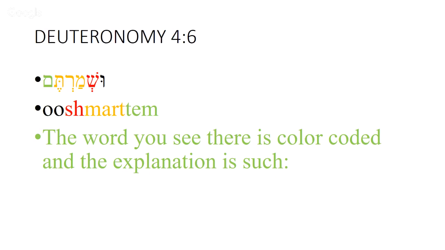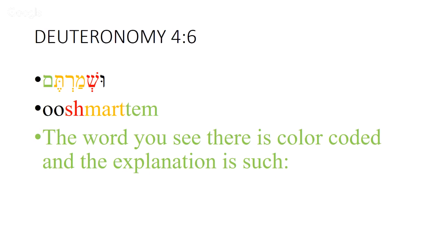Now, the tav that you see there makes the T sound. All right. So that also has the segol. Segol, brothers and sisters, makes the sound "eh." All right. Or just a shortened E sound.